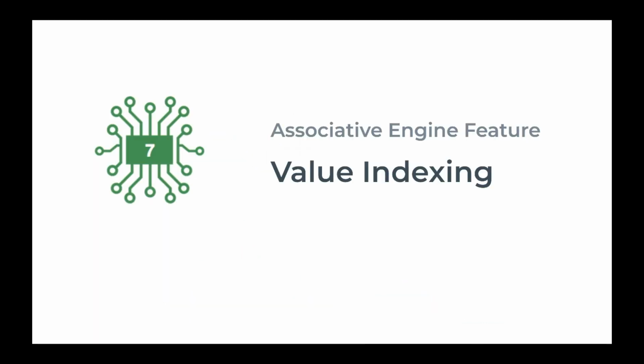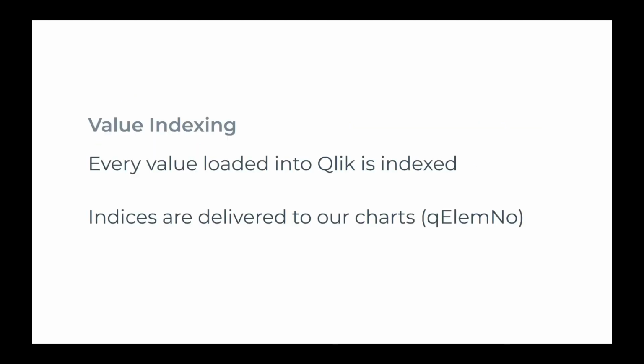Last but not least, I want to highlight the value indexing that Qlik does. The way the Associative Engine works its magic is by indexing every value that we load into Qlik. This index is what allows it to resolve the relationships between data points so quickly. Whenever we consume data from Qlik via the APIs, we have access to those indices. Each data point that Qlik gives us includes a reference to its underlying index value.